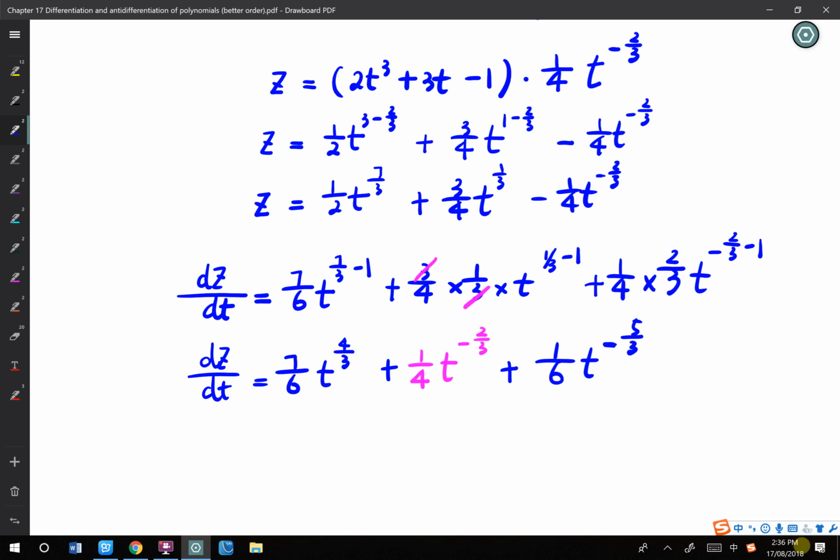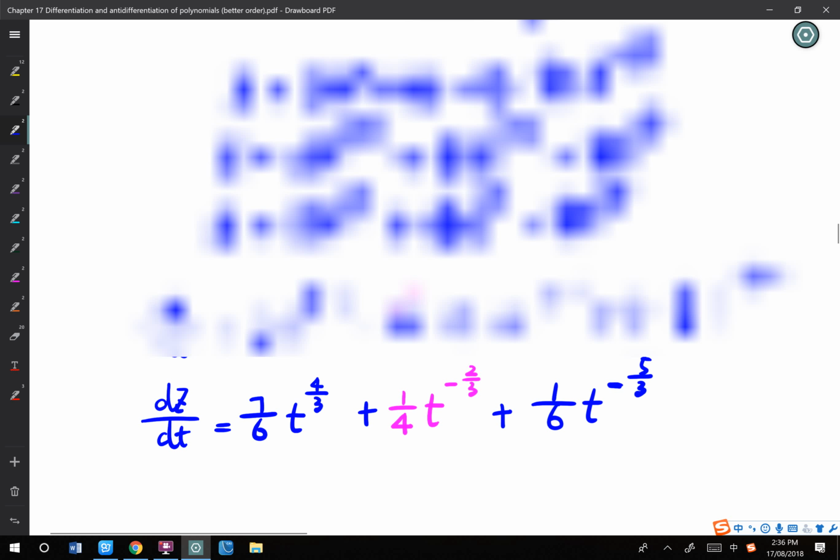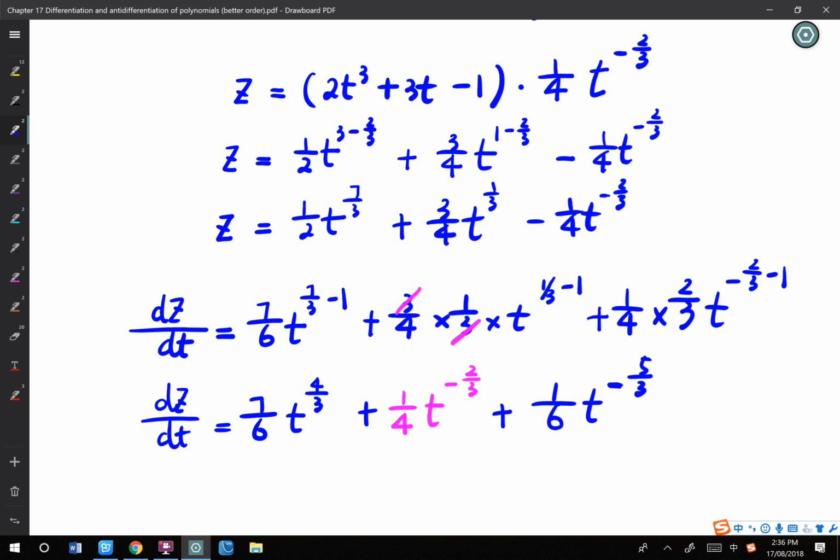Okay, that's all we have done so far. We flip it, expand it, make it into a form eligible to differentiate, and there's all plus and minus now. Then we're trying to diff it. Bring the power down and then reduce the power by 1.